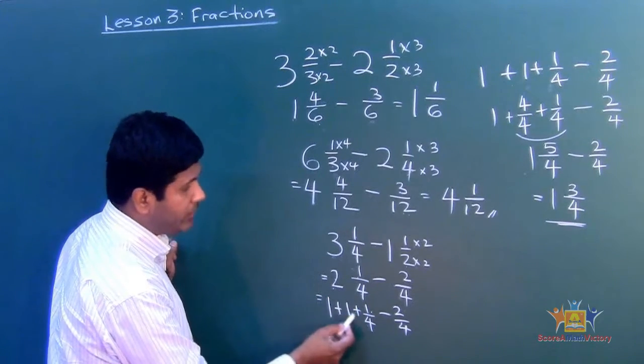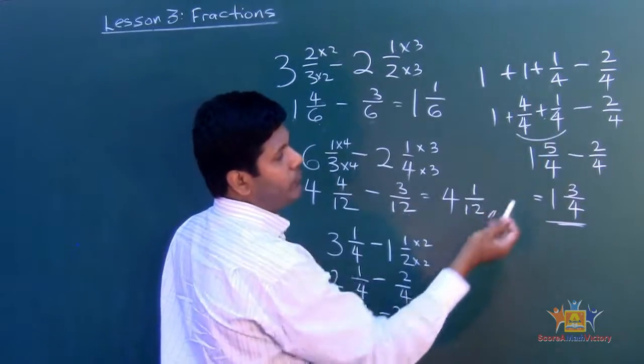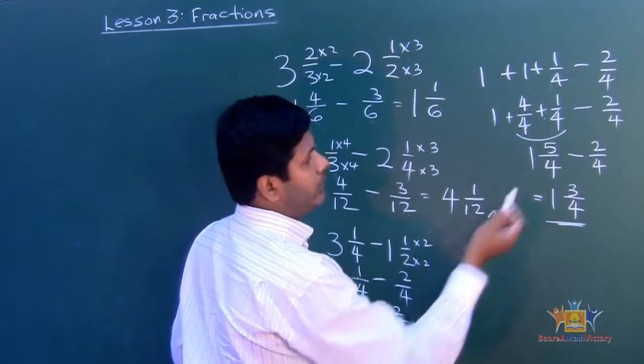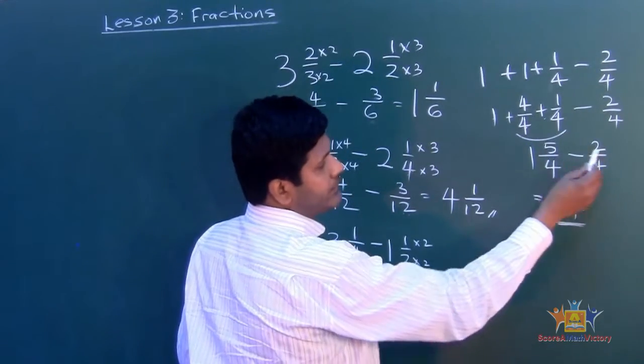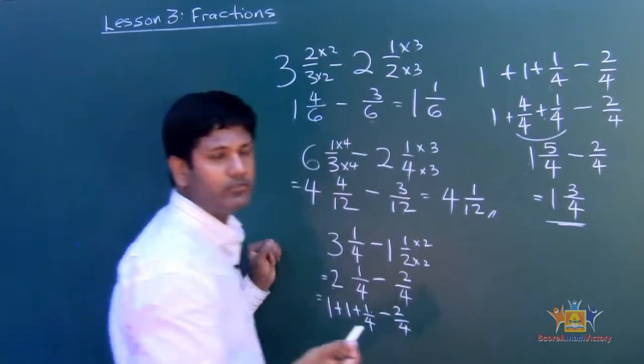I convert that 1 into 4 over 4 plus 1 over 4, which gives me 5 over 4. The 1 is brought down there. Minus 2 over 4. Now I can subtract. 5 minus 2, 3. Bring the 4 across and bring the 1 across. Right there.